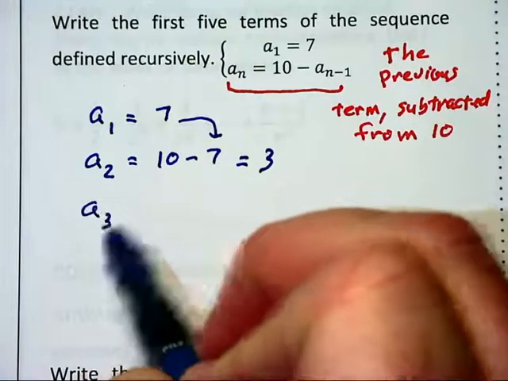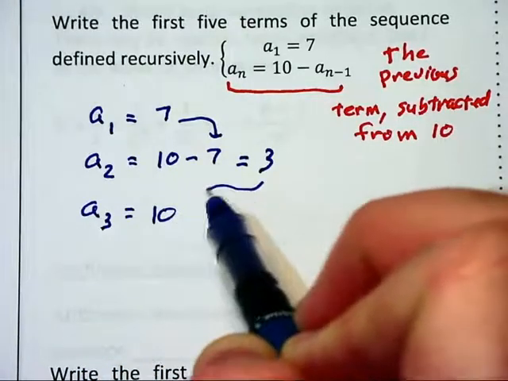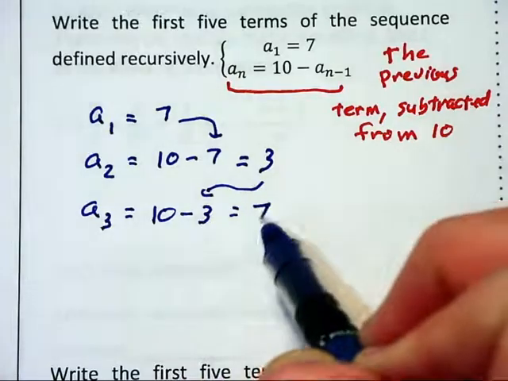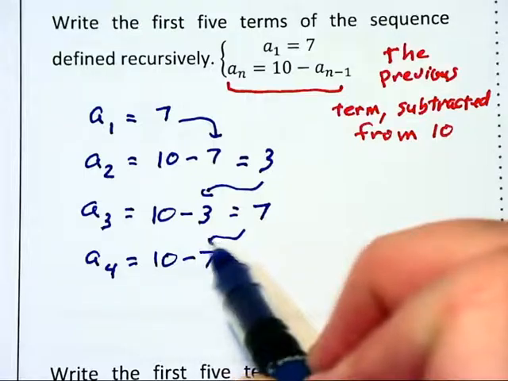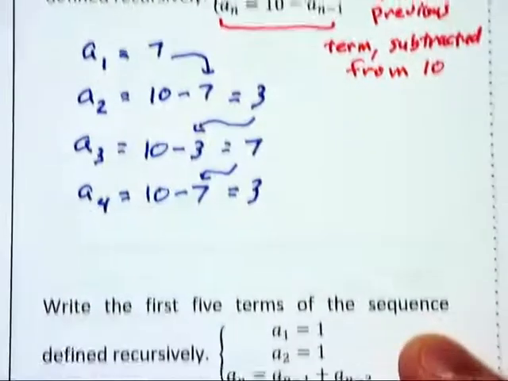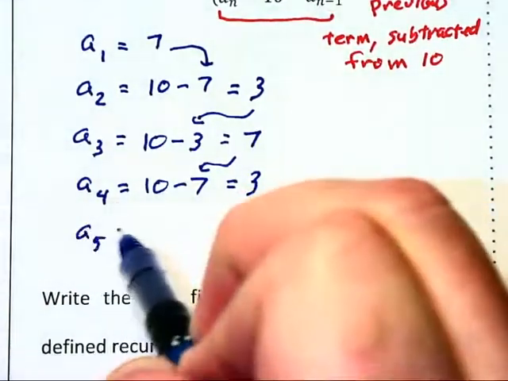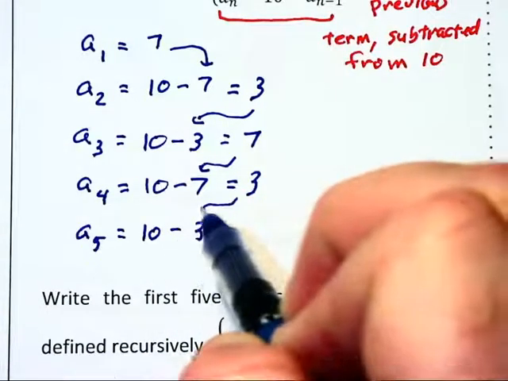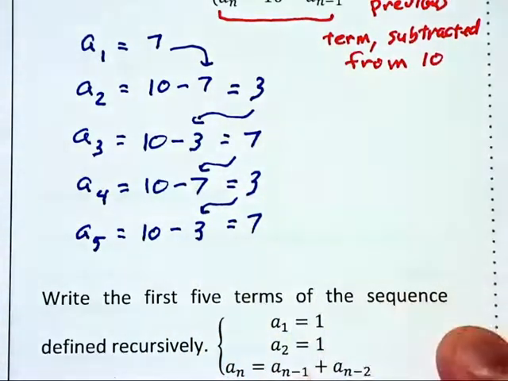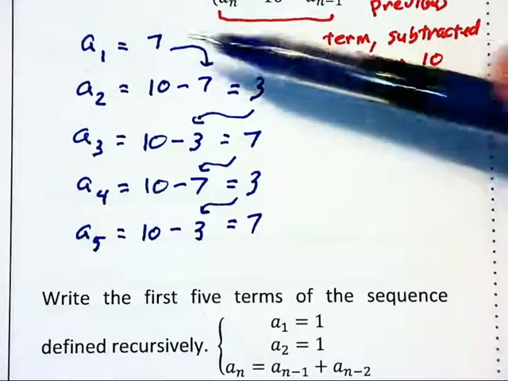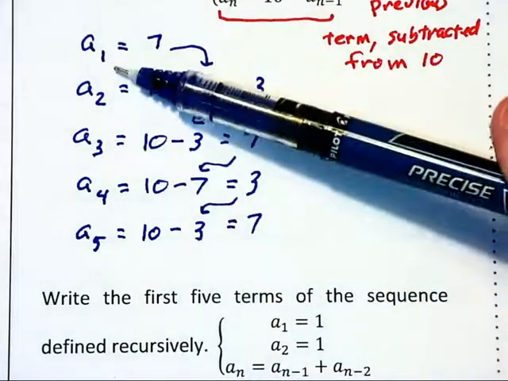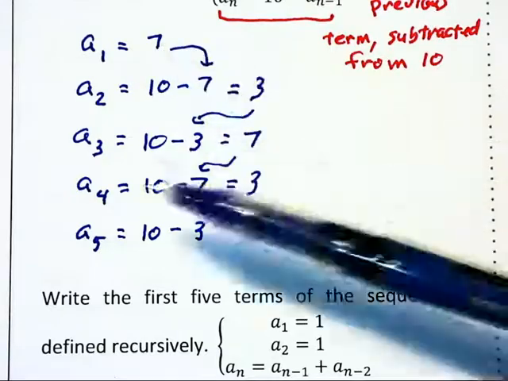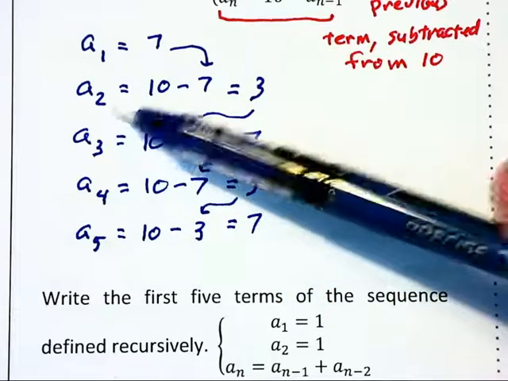To get the third term, we will start with 10, subtract the previous term 3 to get 7, and so on. The fourth term will be 10 minus 7, which is 3, and the fifth term will be 10 minus the 3, which will equal 7. So we have kind of a fun, if you can call it, sequence where it alternates back and forth between 7, 3, 7, 3, 7, 3, etc. Each of the odd indexed terms will be 7, and each of those with an even subscript will be equal to 3.